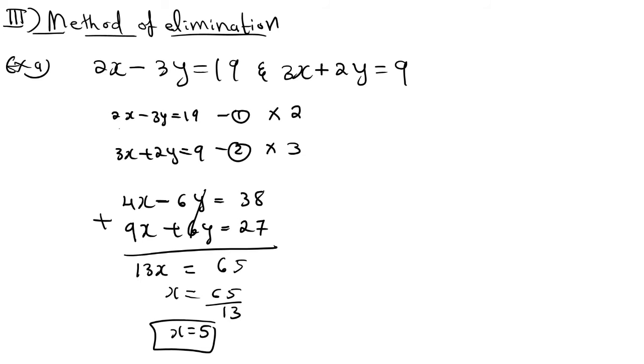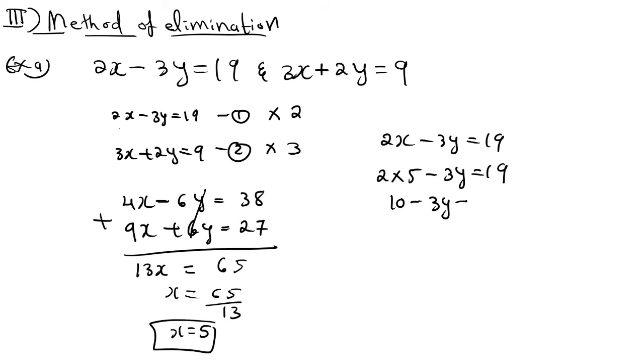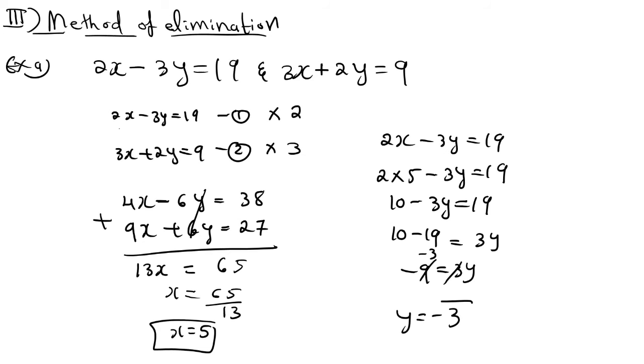Now to calculate the y value, substitute the x value in any one of the equations. Suppose I am considering the first equation, 2x minus 3y equal to 19. Then 2 into the x value 5, minus 3y equal to 19, 10 minus 3y equal to 19, then 10 minus 19 is equal to 3y, so minus 9 equal to 3y, 3 ones are 3, minus 3s are, so y value equal to minus 3. This is how to solve a linear equation by using the elimination method.